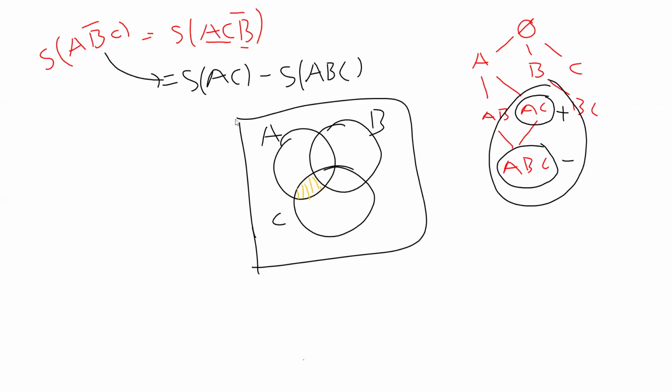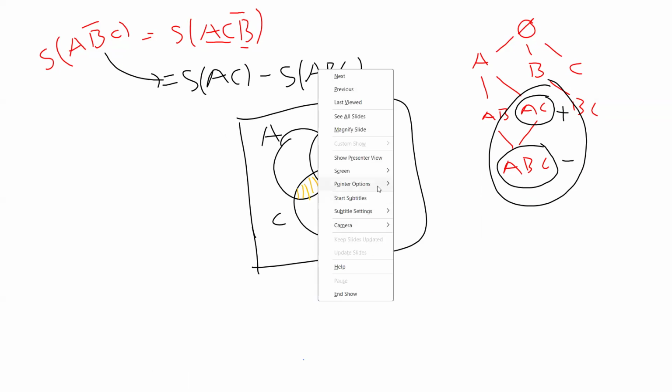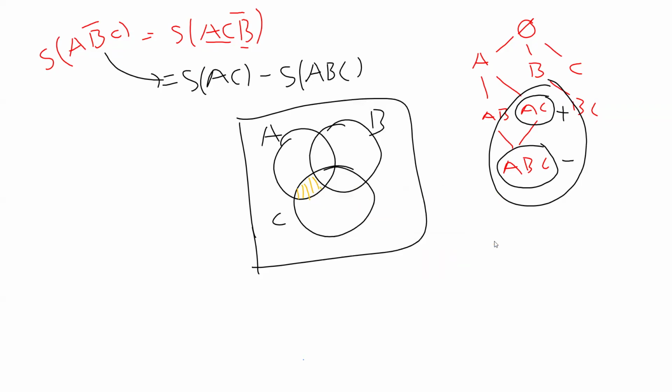Now, what is on the right side? This is the left hand side. What is on the right hand side is S of AC minus S of ABC. What is S of AC? This is S of AC. Out of this, we are subtracting this, which is ABC. So you will get the required one. So this is how you convert negative terms to a summation of positive terms using inclusion and exclusion.